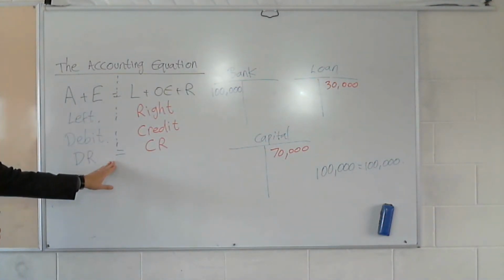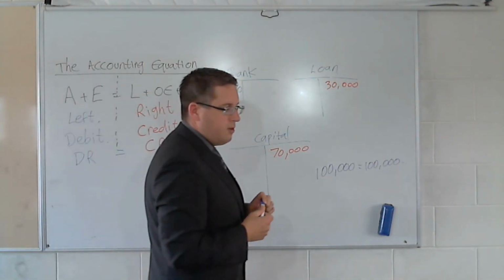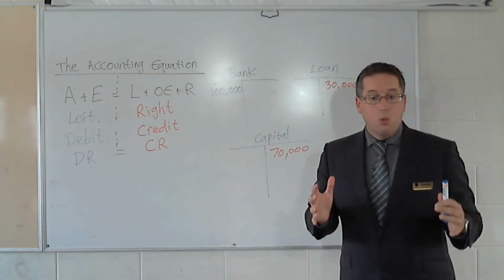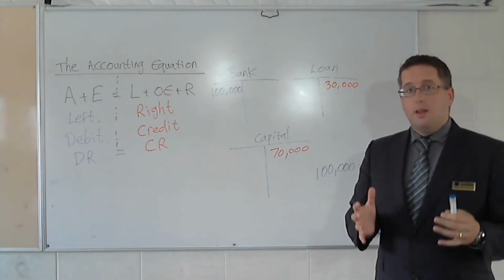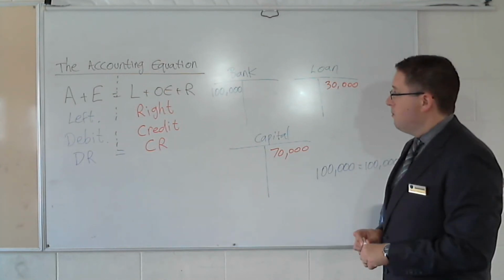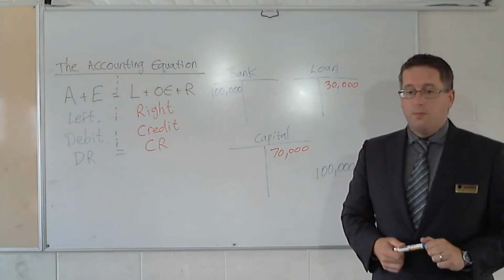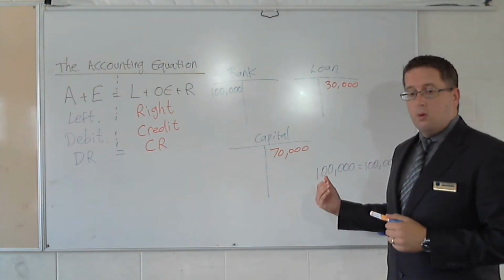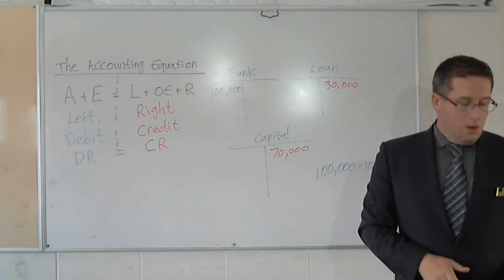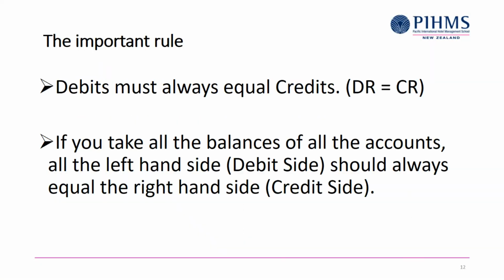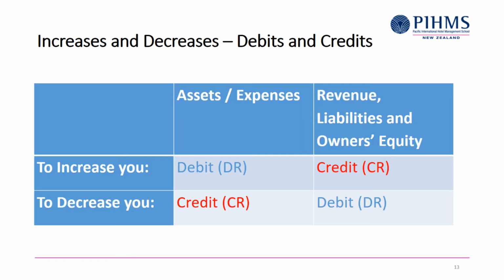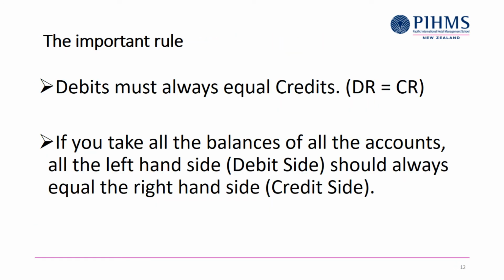And this is always true. If your debits do not equal your credits, then you've recorded some transactions wrong. Then maybe it's a balance that's gone wrong, maybe a transaction's in the wrong spot. But always debits should equal credits. So again, just illustrating. Debits must always equal credits.